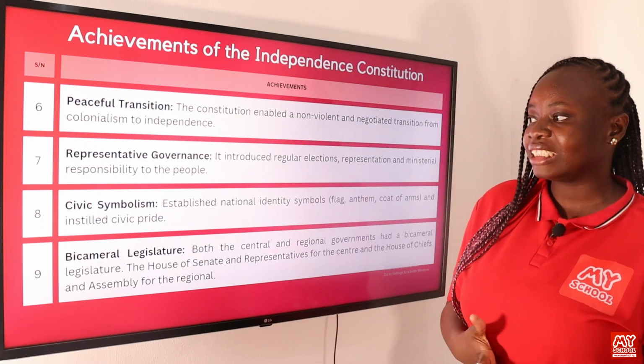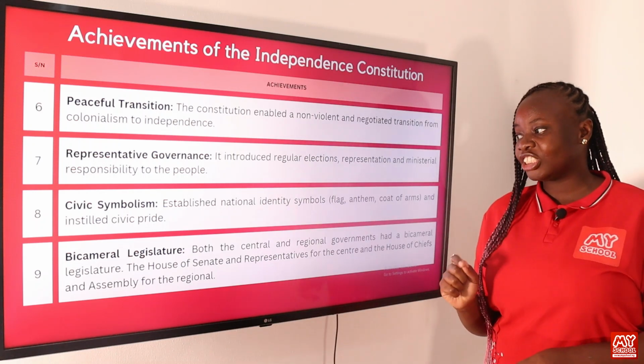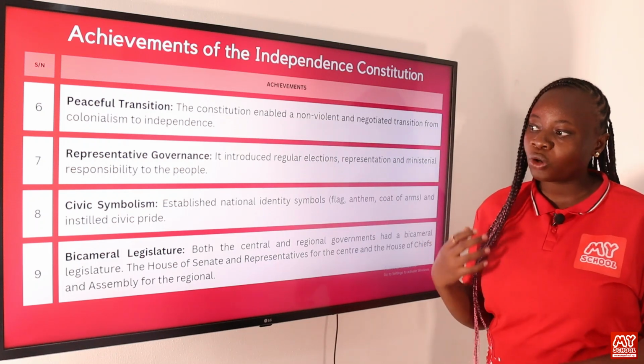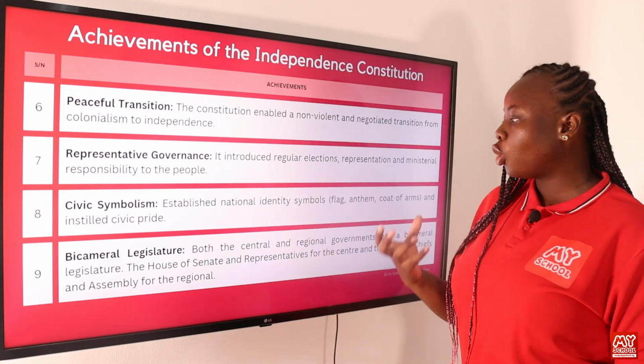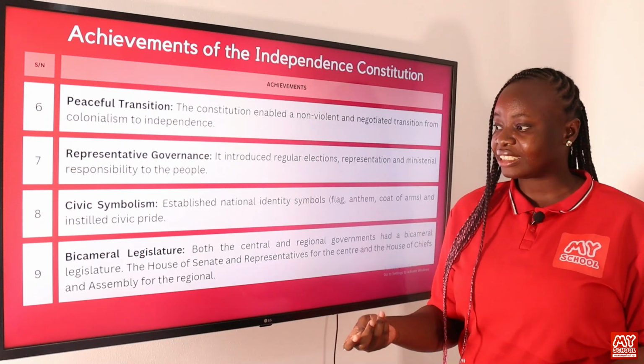Then another achievement is civic symbolism. So the Constitution established national identity symbols like the flag, the national anthem, the coat of arms, and also instilled civic pride. All of these things were introduced in the Independence Constitution of 1960.